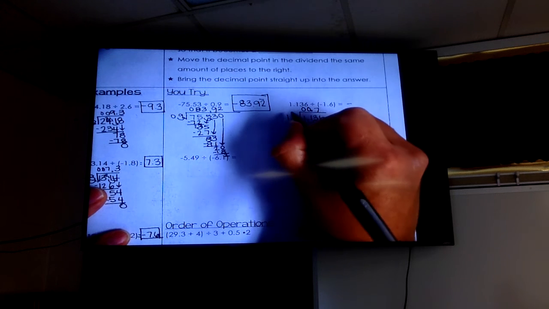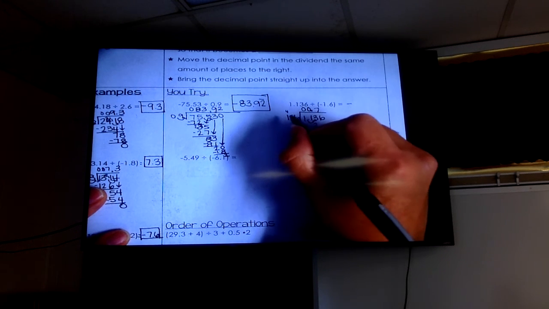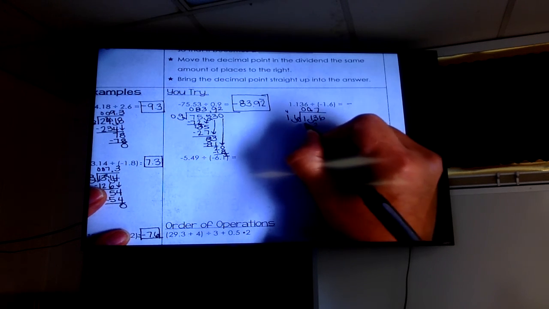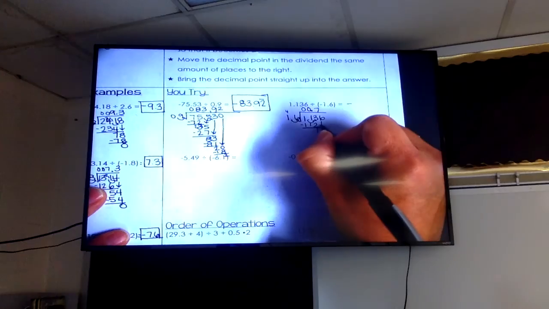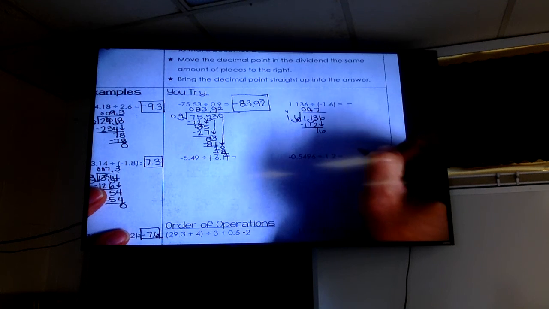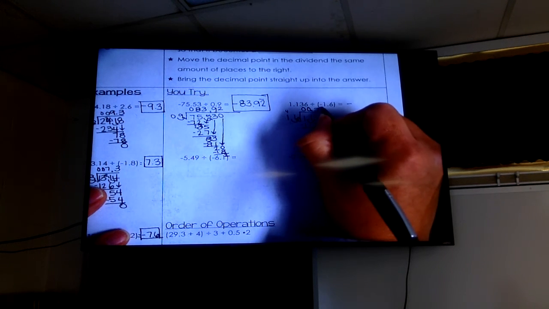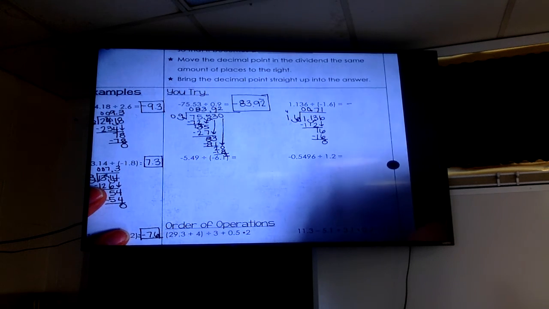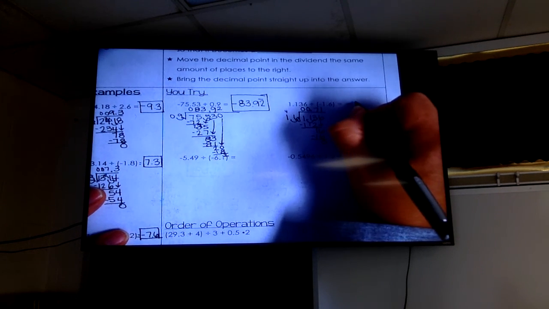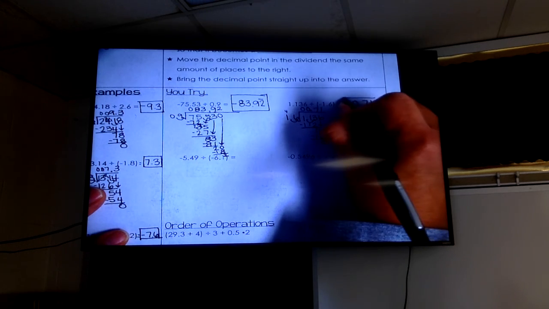7 times 6 is 42. 7 times 1 is 7 plus 4 is 11. Well, look at that. I subtract, I have just 1 left over. Perfect. And bring down the 6. 16 goes into 16. I know just 1 time, and I know that gives me 16, so no remainder. So my answer is negative 0 and 71 hundredths.